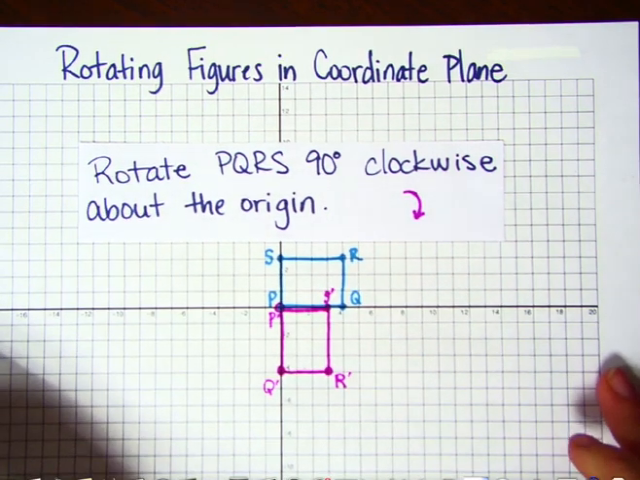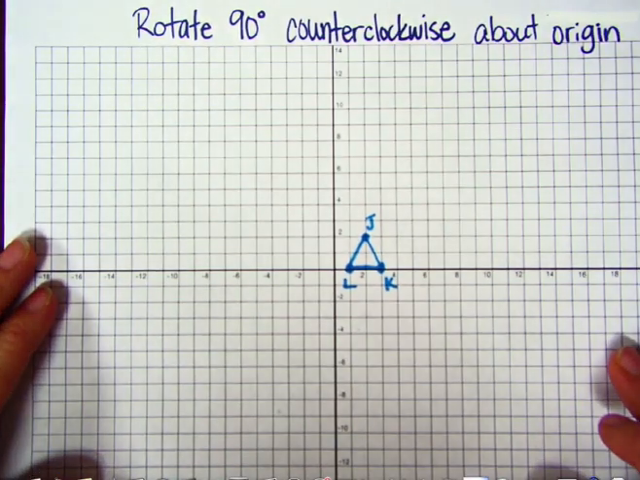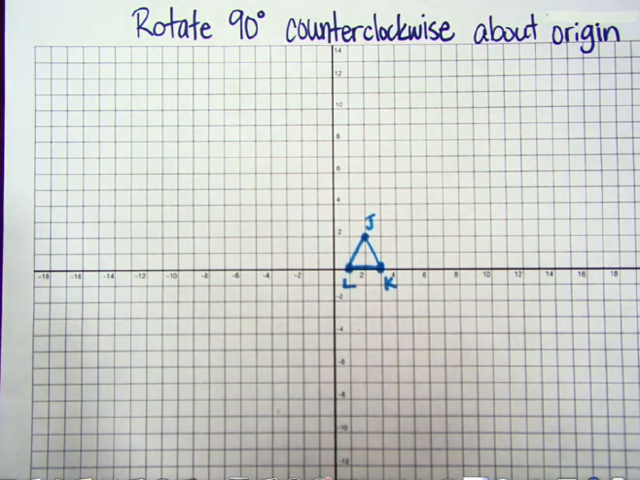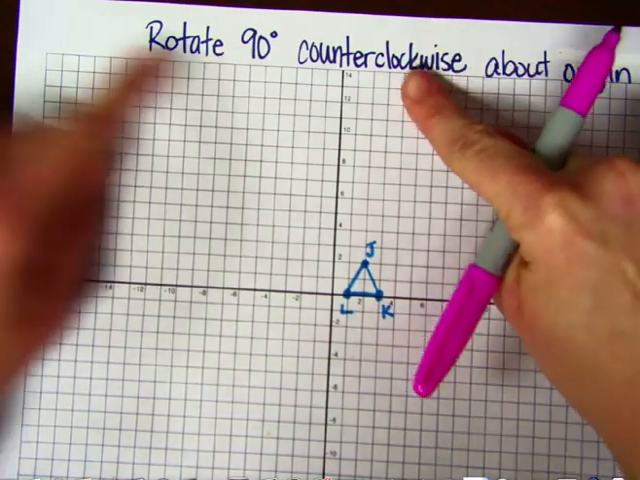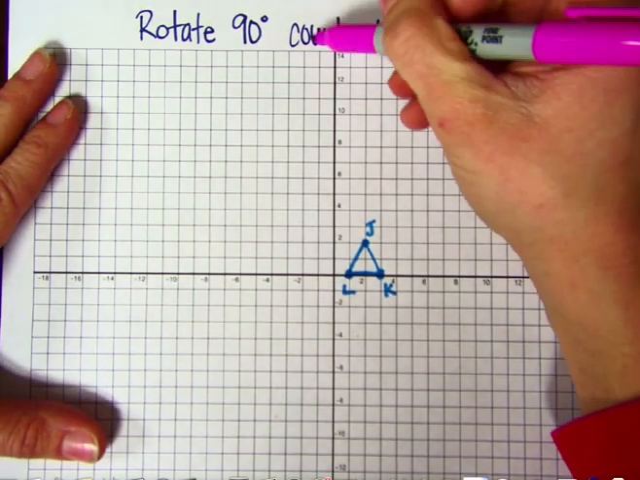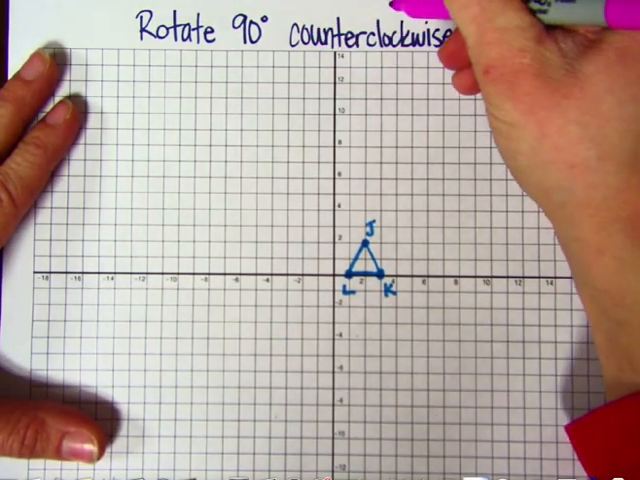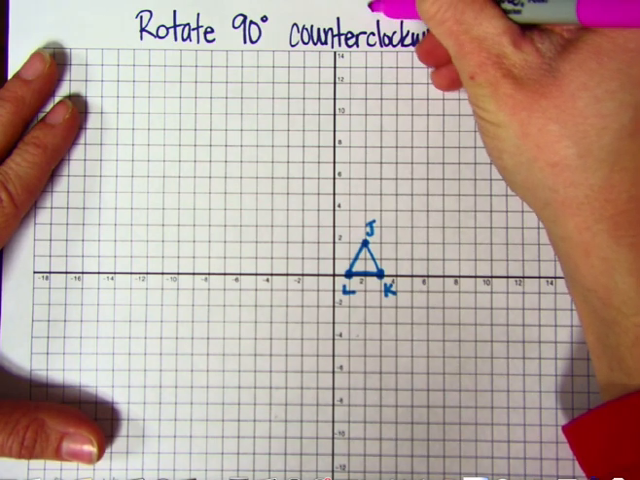All right, that one's very tricky. Very tricky. All right, I have one I want you to try on the graph paper that I sent home with you. First thing that you need to do is plot these points. Then you need to rotate it 90 degrees. This time it is counterclockwise. So if I think counterclockwise, that's opposite. Clockwise was this direction, so I'm going to go backwards.